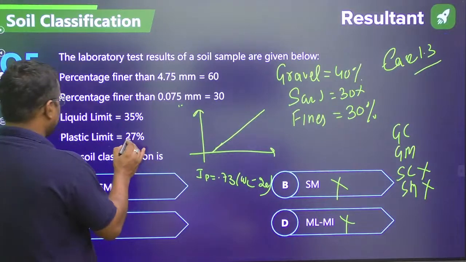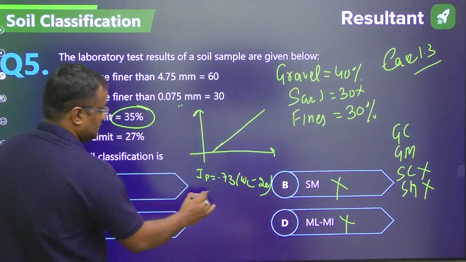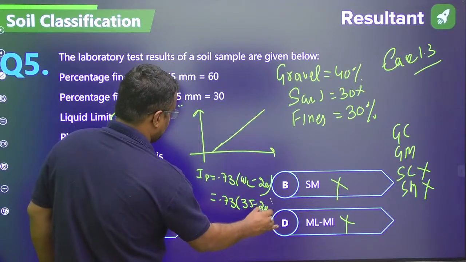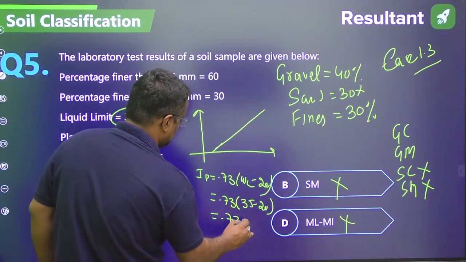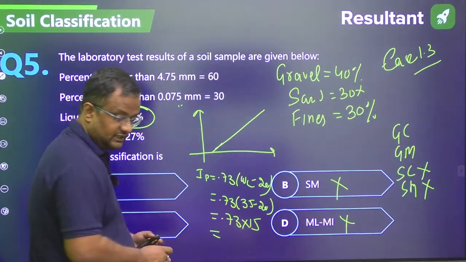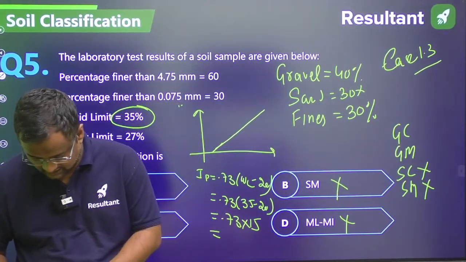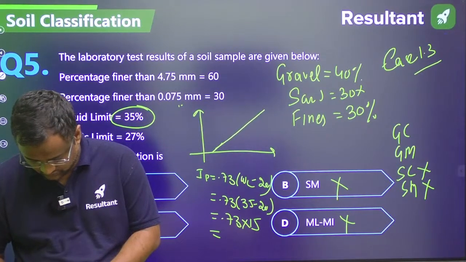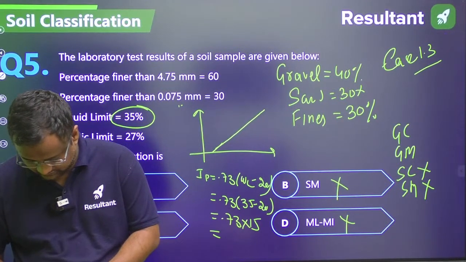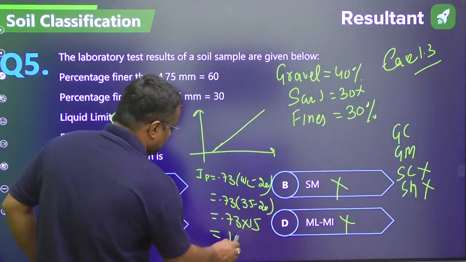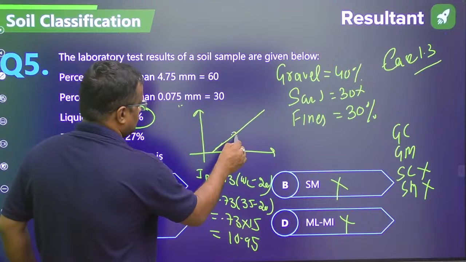So what is the liquid limit? Liquid limit is 35. 0.73 times 35 minus 20, what is this value? 0.73 into 15, tell me please. 0.73 into 15 is 10.95. So on the A line, it is 10.95.